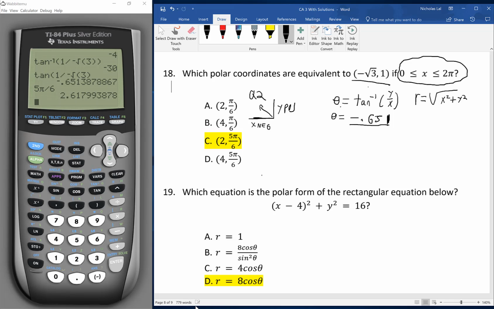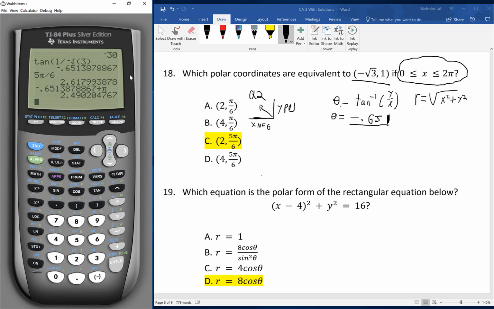And because we are in quadrant 2, when we have negative 0.651387887, we can add pi to get our value. That's 2.490..., okay, good.